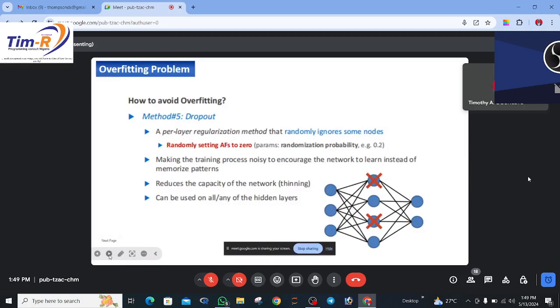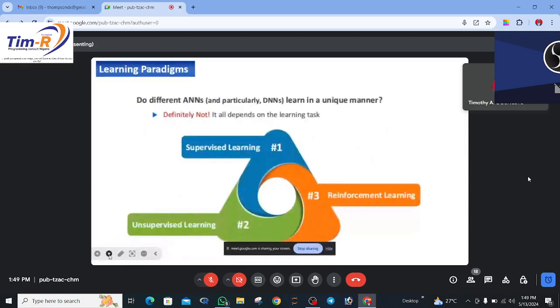So now the learning paradigms that we have. We want to talk about learning paradigms. Do different artificial neural networks, and particularly deep neural networks, learn in a unique manner? That's a question. Definitely not. It all depends on the learning task. The learning task is going to dictate how they learn. For deep learning, we have supervised learning, unsupervised learning, and reinforcement learning.